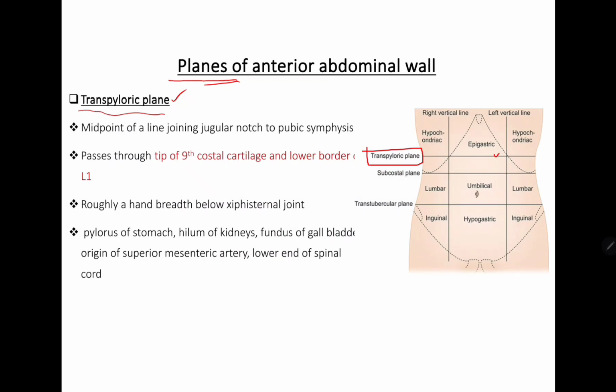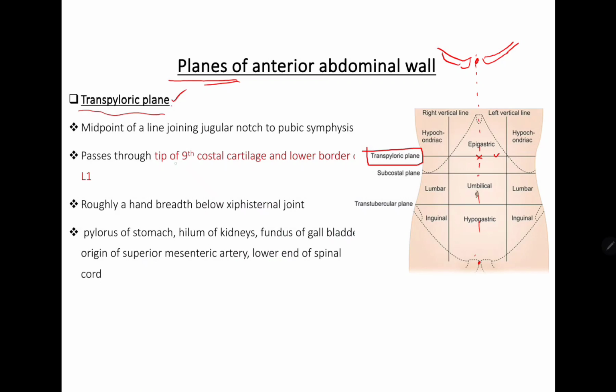So how will you draw the transpyloric plane on the surface of the body? First, you make a line from the jugular notch. You know there is the interclavicular, here we have the two clavicles. Interclavicular, that is the jugular notch. From the jugular notch to the pubic symphysis, if we make a line over here, the midpoint of that particular line is known as the transpyloric plane.